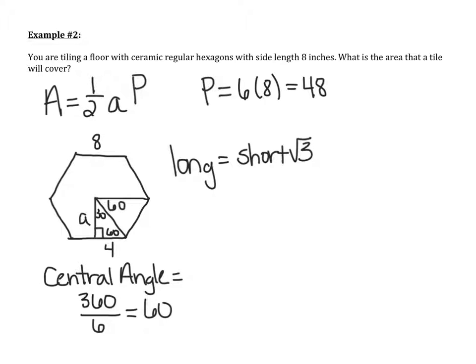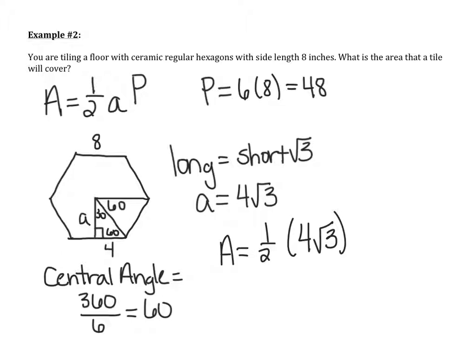So if the short side, which is across from the 30, is 4, the long side, which we have as the apothem, would be 4 times the square root of 3. So to complete our formula now, A equals 1/2 apothem times perimeter, we would have A equals 1/2 times the apothem, which is 4 square root of 3, times the perimeter, which was 48.